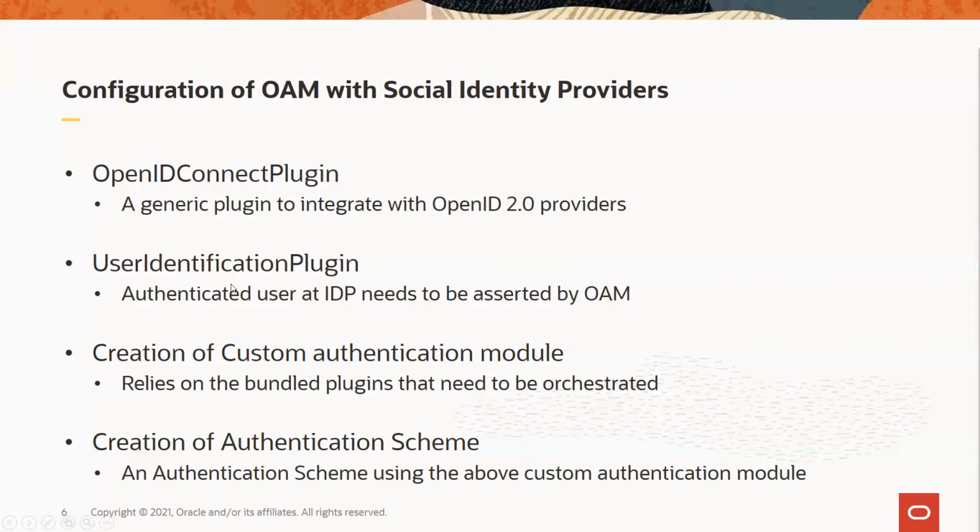The next plugin is the user identification plugin. The user identification plugin is a required second step in this authentication flow. Before the session is created, the user authenticated at the IDP needs to be asserted by Oracle Access Manager. Once the assertion is successful and the relevant cookies and sessions are set up, control is sent back to the user for accessing the protected resource.